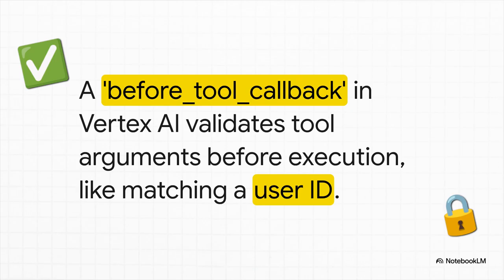In this example from Vertex AI, a little bit of code runs right before a tool is used. All it does is check if the user ID in the request matches the user ID of the person who's logged in. If they don't match, action blocked. It's a simple, elegant way to prevent the agent from misusing its tools.